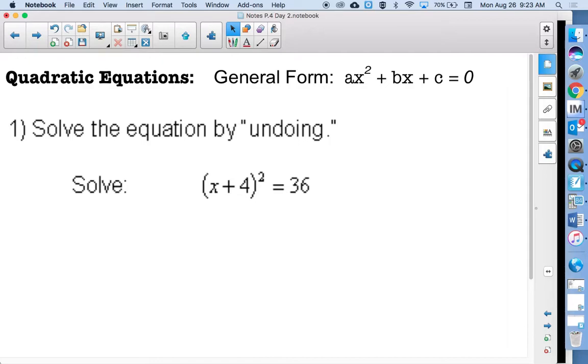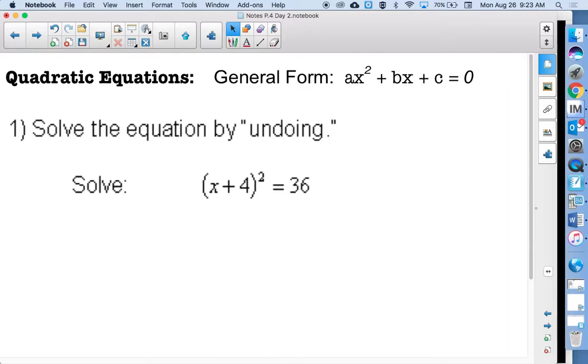Nick, what do you think the undoing method means? You have to expand the problem now. So you could expand the problem out, that would be one way. So if it's a squared, you could write the quantity twice and expand it. What would be another method that you could use, Colin? You could square root those. We could square root both sides as well. That would be another method that we can use.